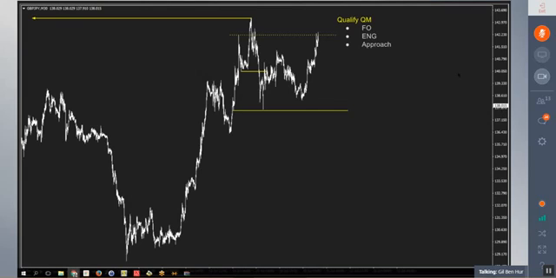Absolutely, especially if there's any doubt that it is a perfect Quasimodo. Right. If you haven't got a very clear engulf that didn't hit its target, then the approach on the retrace is vital.